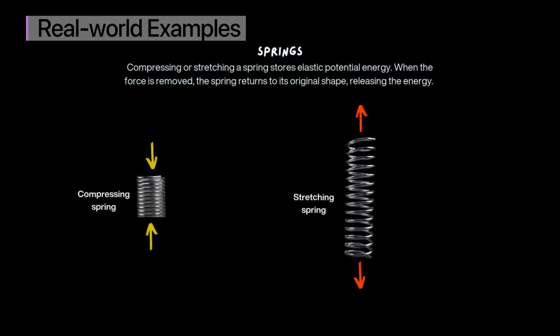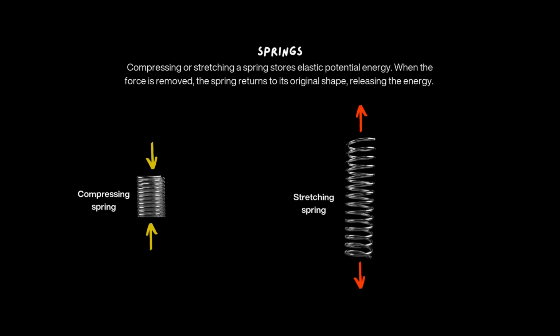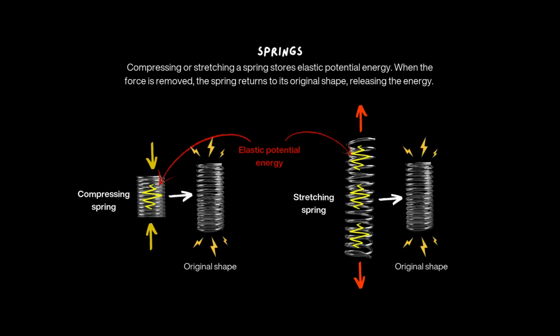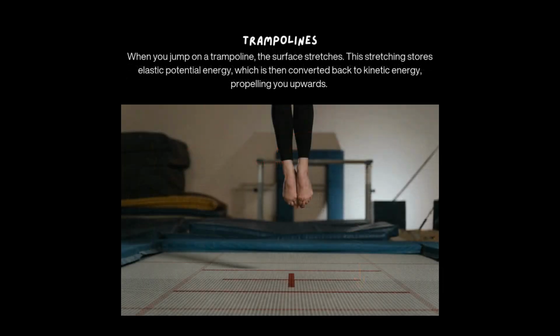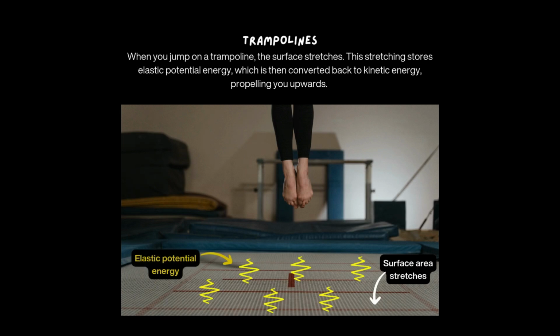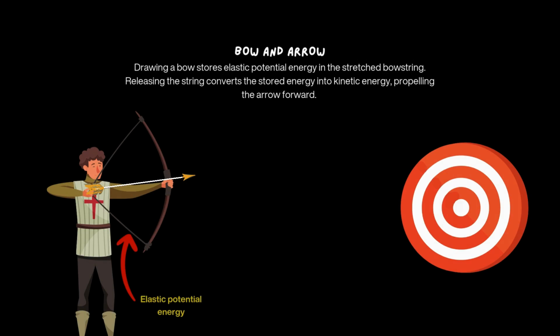Let's look at some common examples to better understand elastic potential energy. Compressing or stretching a spring stores elastic potential energy. When the force is removed, the spring returns to its original shape, releasing the energy. When you jump on a trampoline, the surface stretches. This stretching stores elastic potential energy, which is then converted back to kinetic energy, propelling you upwards. Drawing a bow stores elastic potential energy in the stretched bowstring. Releasing the string converts the stored energy into kinetic energy, propelling the arrow forward.